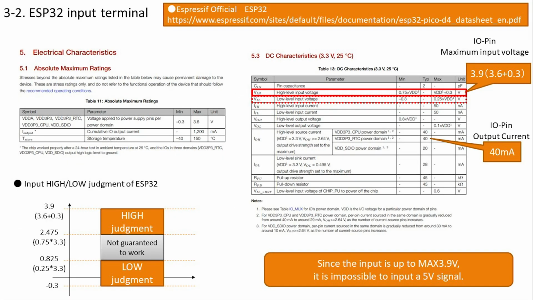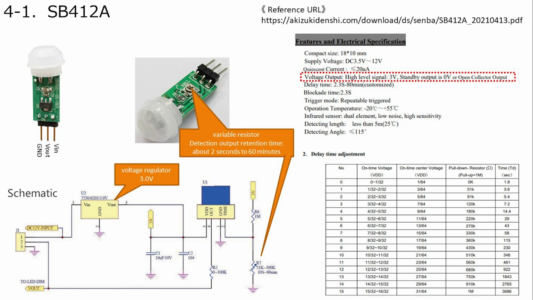Move on. When ESP32 is used as an input terminal, it is identified by high and low digital. I'm looking at the range of voltages identified from the ESP32 datasheet. As shown in the lower left, low judgment is 0.825 volts or less, and high identification is 2.475 volts or more. If the sensor has an output of about 3 volts, it can be identified by using the input setting. As a reference, the output current is 40 milliamperes, so devices that operate with a small current such as an LED can be used by connecting them as they are. If a large current is required, such as a motor, it must be amplified by using a transistor or the like.